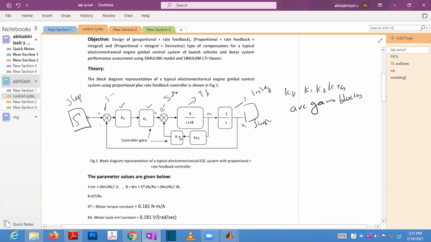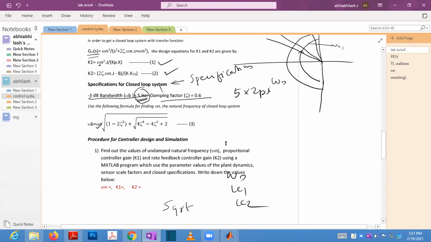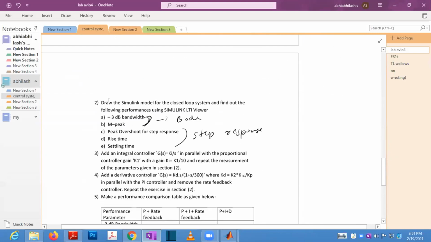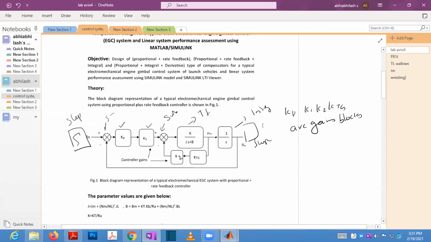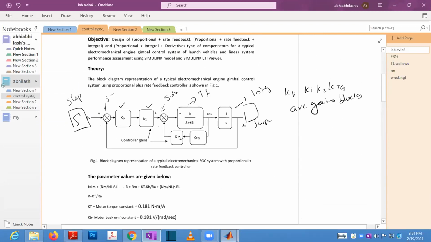But you are not doing this step and scope. You are using only the LTI viewer. That is what is written over here. Draw the Simulink model for the closed loop system and find out the performance using the Simulink LTI viewer. So you are doing now parts C, D, E and part 3 only. Peak overshoot, rise time, settling time, these 3 you will get using step response. So these 4 are gain blocks, 2 summer blocks, 1 transfer function and 1 integrator.